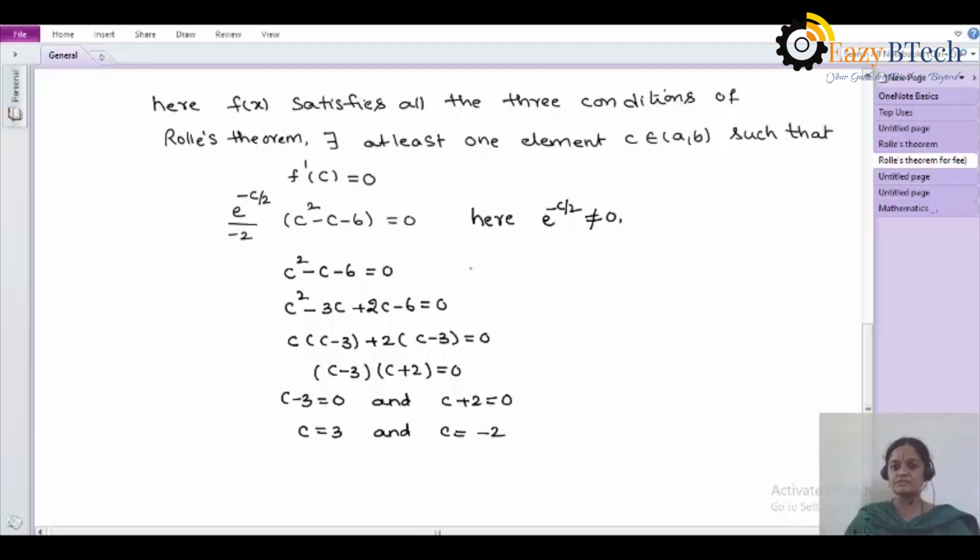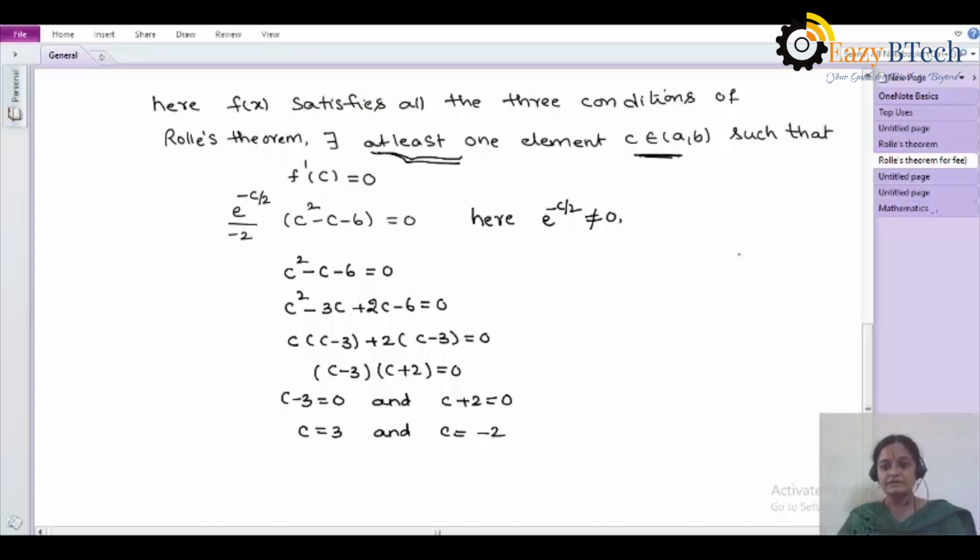There exists at least one element c belonging to (a, b) is the main statement. So now we got the values of c as 3 and minus 2. But according to the condition, c belongs to the open interval (a, b). Our statement says that at least one element is enough, at least one element belonging to the open interval.